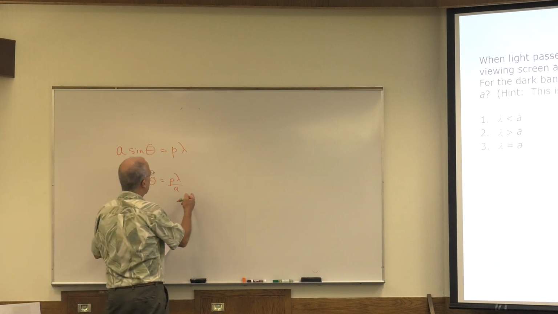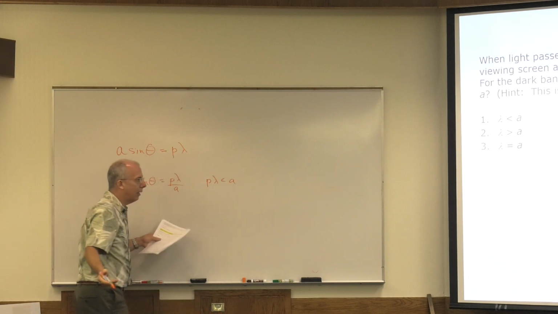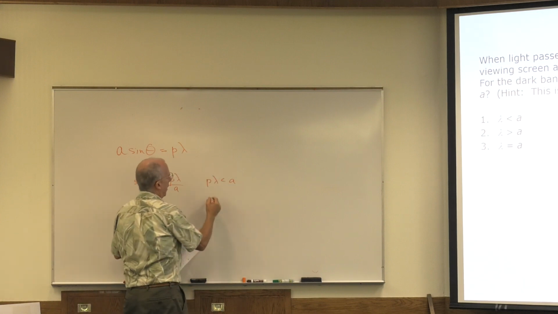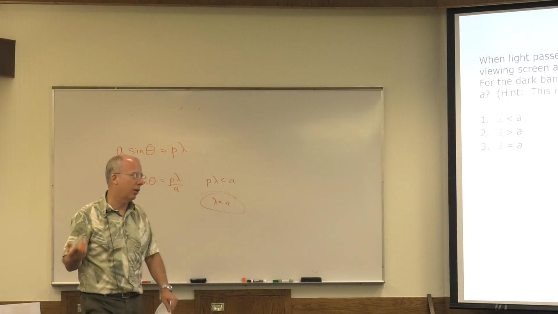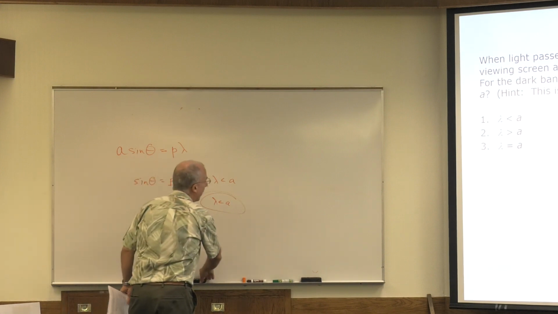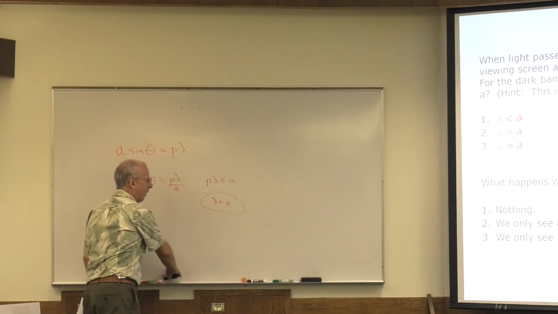So what does that mean? That means that P lambda has to be less than A, right? Or just say lambda has to be less than A, right? Because sine can never be bigger than 1. So I mean, a pure math question, right? So lambda has to be less than A.